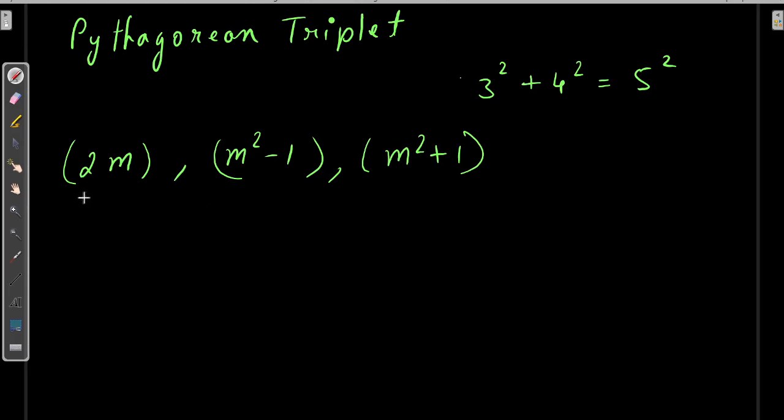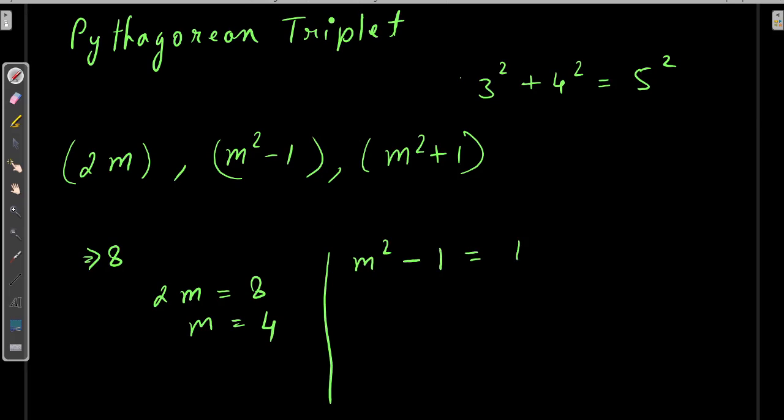Suppose we get the smallest number as 8 and we have to find the Pythagorean triplet for it. So we take 2m equal to 8, so m is equal to 4. After getting the value of m, we can find the other numbers by m square minus 1, that is 4 square minus 1, which is equal to 15, and m square plus 1, that is 4 square plus 1, which is equal to 17.